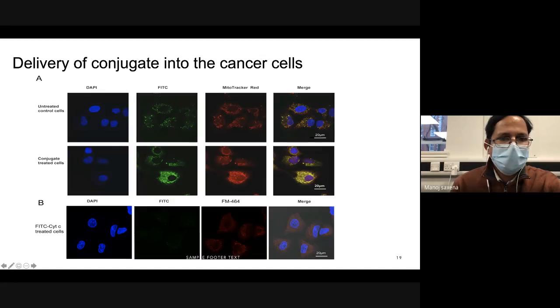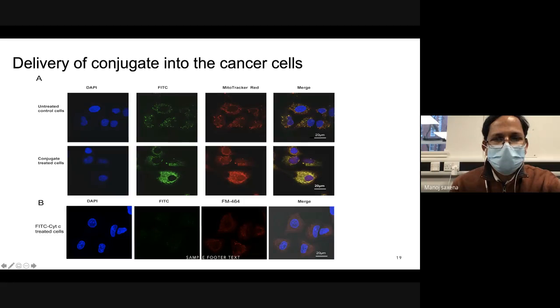But when you treat these cells with conjugate, there is an influx of cytochrome C inside, and there is a lot more green color here. And when cytochrome C, which is just FITC labeled, was treated, because cytochrome C on its own is unable to enter the cells, you basically see a very faint or almost nothing here.